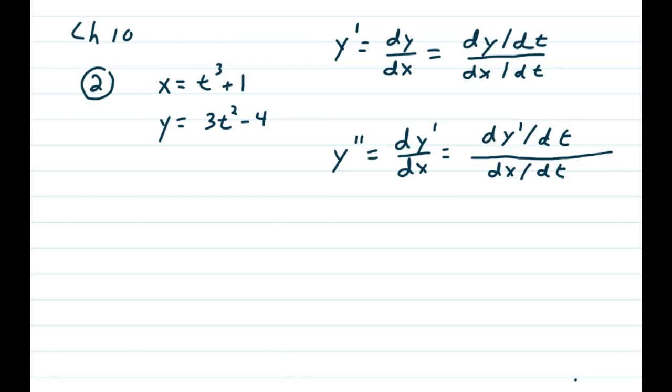Chapter 10, Problem 2. x is equal to t cubed plus 1, y is equal to 3t squared minus 4. In order to find the second derivative, we of course need to find the first derivative.